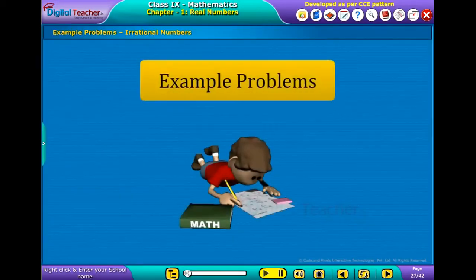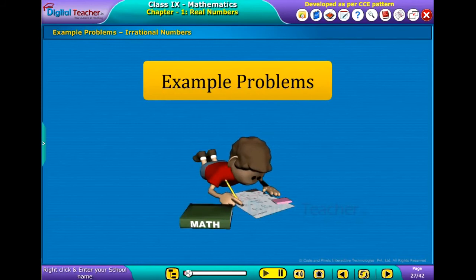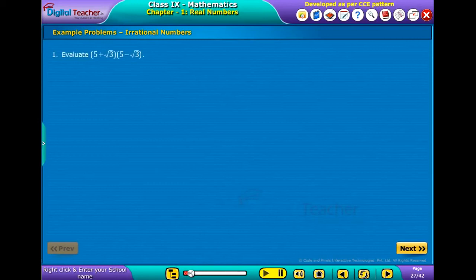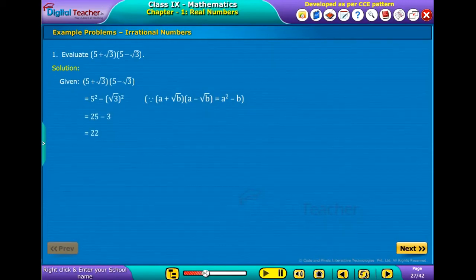Let us solve some example problems using the properties of irrational numbers. Evaluate 5 plus root 3 into 5 minus root 3. Solution: given, as it is of the form a plus root b into a minus root b, it can be written as a square minus b. By further solving, we get 5 square minus root 3 whole square, that is equal to 25 minus 3, which in turn is equal to 22.